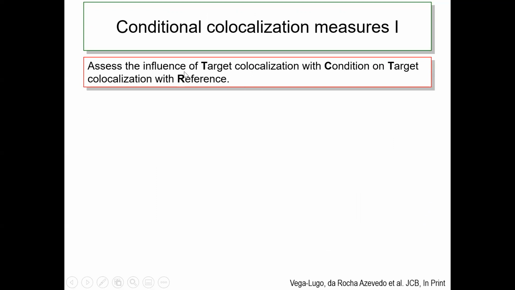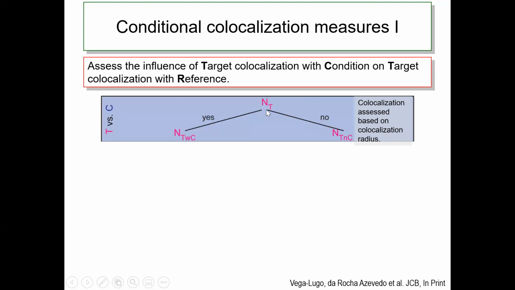First, let's look at what measures we've devised to assess the influence of target colocalization with condition on target colocalization with reference. For this, we take our target objects, let's say we have n sub t of them, and we divide them first into colocalized with condition or not. And this is done by comparing their distance to the nearest neighbor condition to a colocalization radius. And I will come back to that later towards the end of my talk.